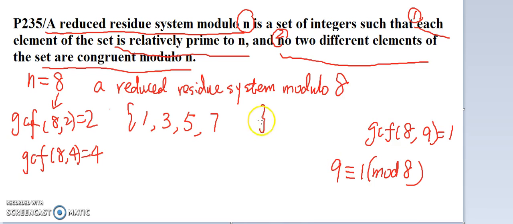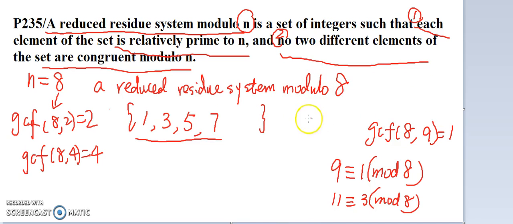That's the other way to look at the congruence relation. So 9 is pretty much the same as 1 when we take modulo 8. So there's no need to put 9 in there. Similarly, if we consider 11, 11 is congruent to 3 modulo 8. So 11 is the same as 3 if we take modulo 8. So that's all we have. And so when we consider the reduced residue system modulo a number, all you need to do is consider numbers from 1 up to the number minus 1. You don't have to consider numbers bigger than that.